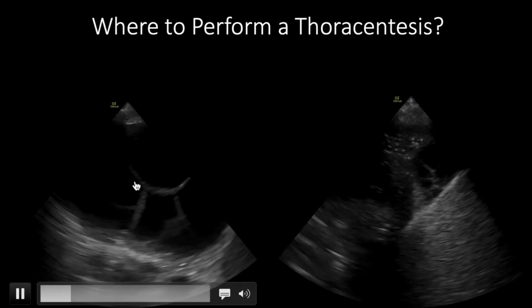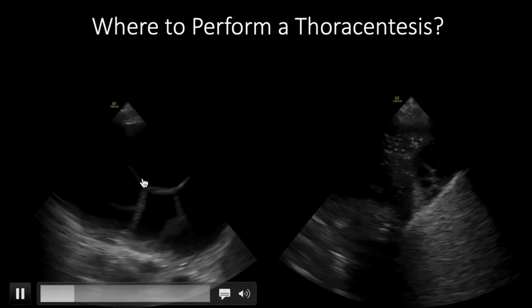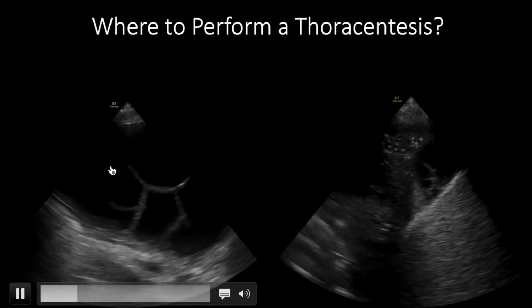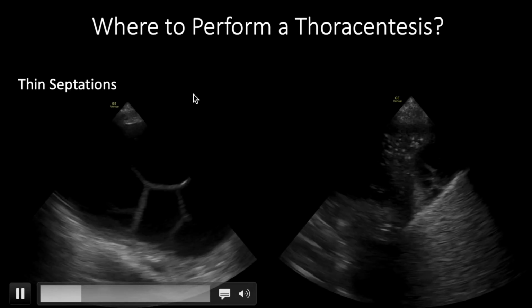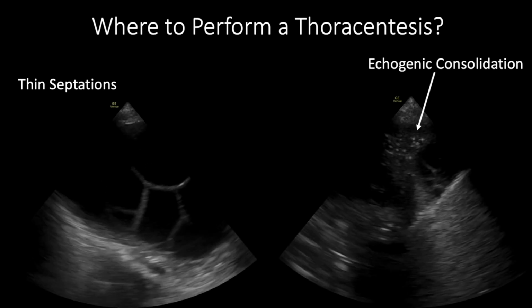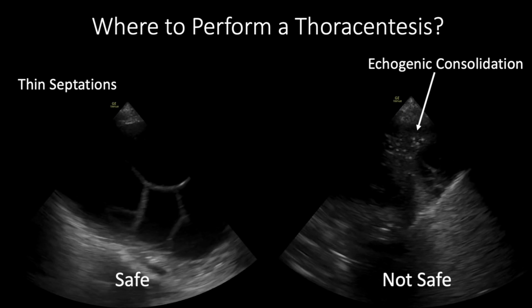Versus these thin septations, this is just due to the pus and loculations. This you can put your needle through and not worry about poking these because it's not going to do any damage. You're just going to break up that fibrous, purulent material. Thin septations are a good thing. This echogenic consolidation you don't want to stick your needle into. This is a safe place for a thora, not safe.